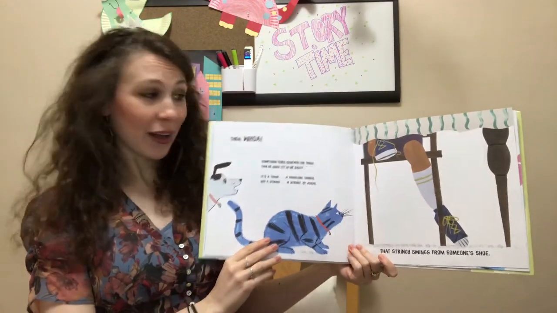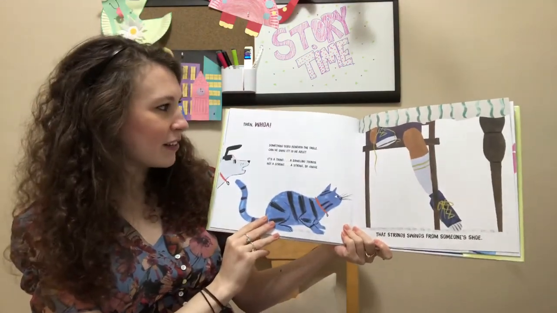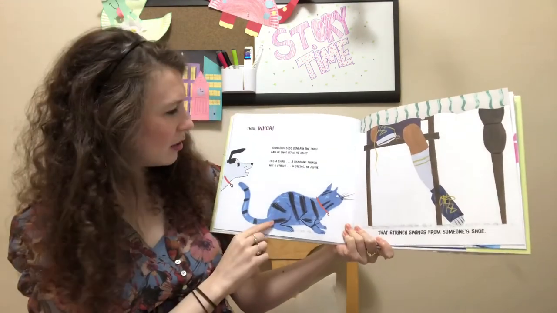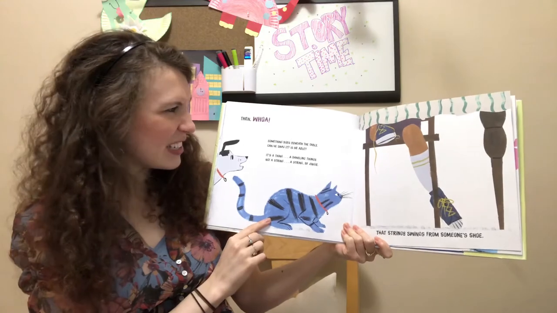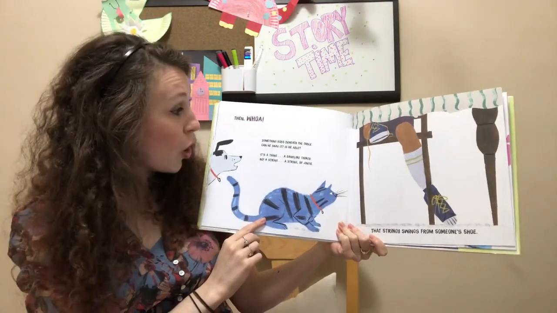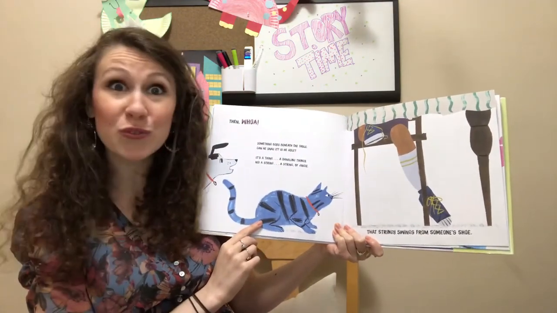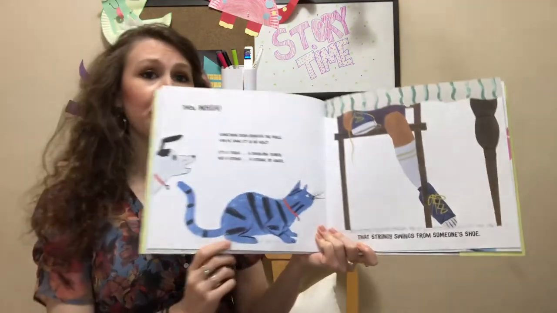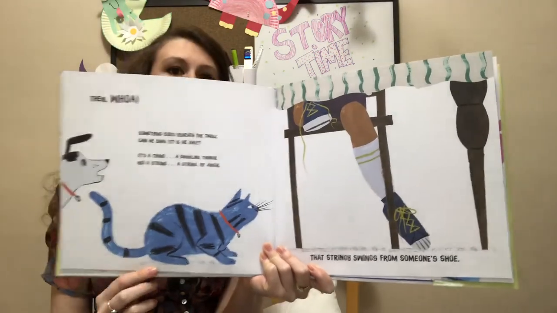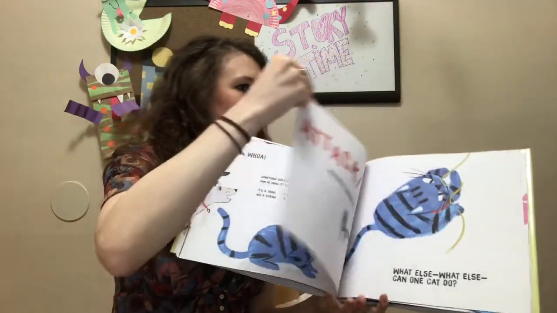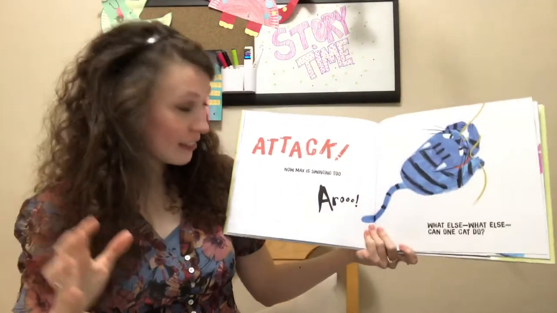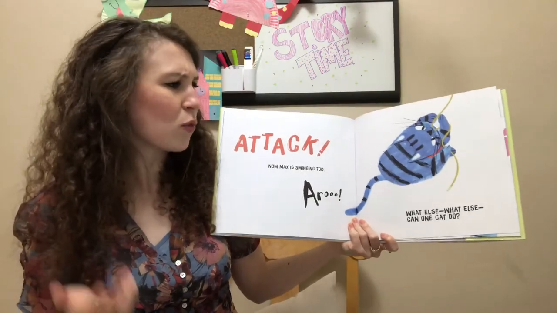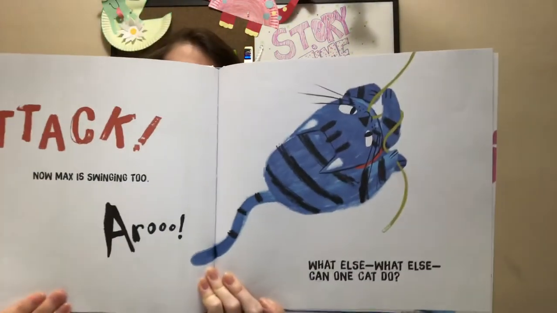Then whoa! Something bobs beneath the table. Can he snag it? Is he able? It's a thing, a dangling thingy. No, a string by Jingy, that stringy swings from someone's shoe. Attack! Now Max is swinging too. Ow! What else? What else can one cat do?